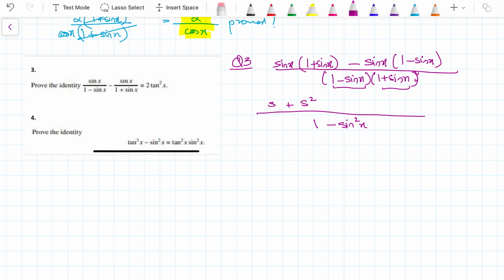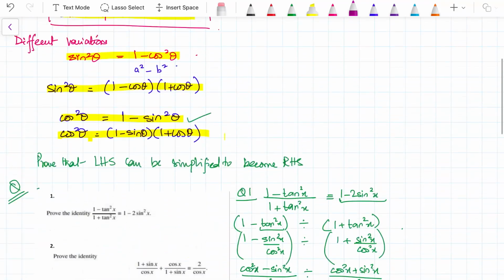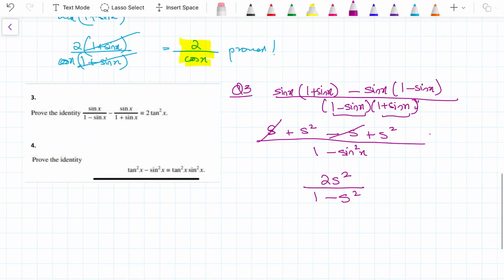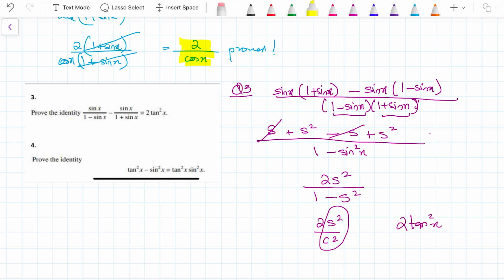Sine plus sine square minus sine plus sine square. So I'm using an s in place of a sine. That gives 2 sine square over 1 minus sine square. Now we know that 1 minus sine square is cos square, and sine square upon cos square can be written as tan square x. So our identity is proven.